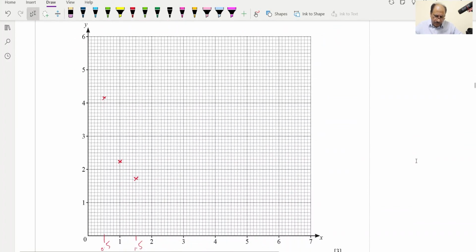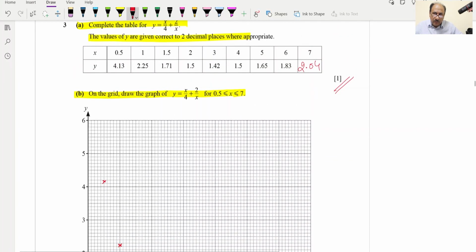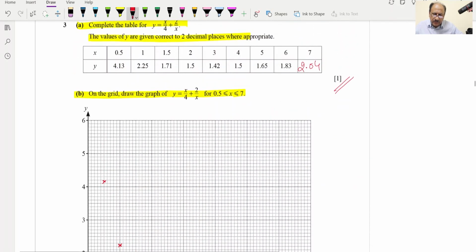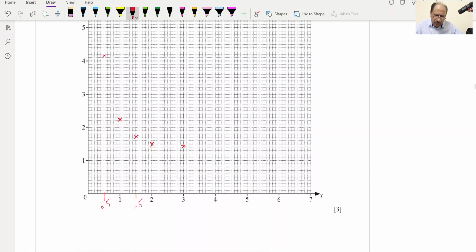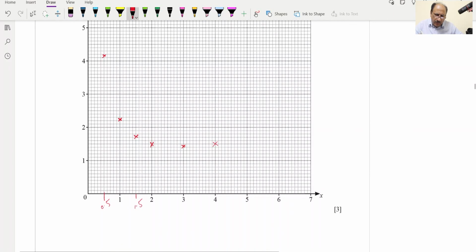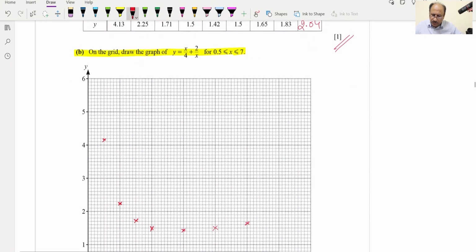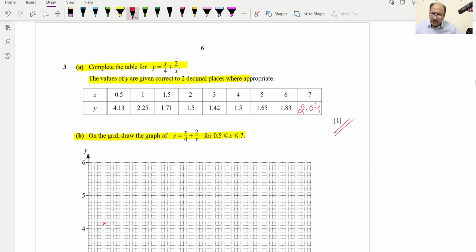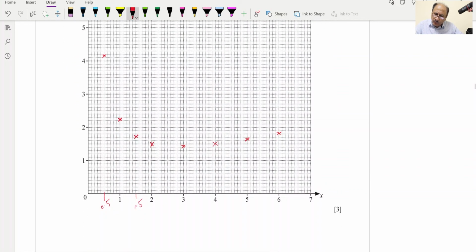Then 2 is 1.5, and 2 is this, and next is 3 is 1.42. 1, 2, 3, 4, and 3 is like this one, and next is 4 and 1.5, 4 and 1.5 will be this one, and 5 and 1.65, 1.65 will be this mark, and 6 and 1.83, 6 and 1.83 will be this, and next is 7 and 2.04, 7 and 2.04 will be almost this point.